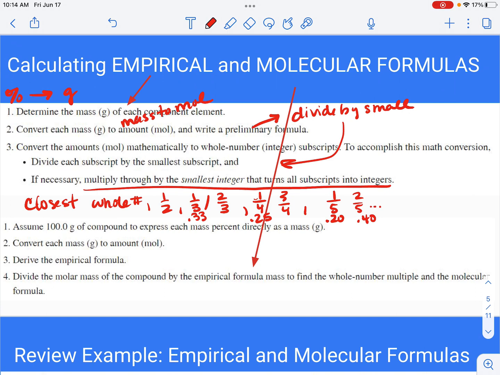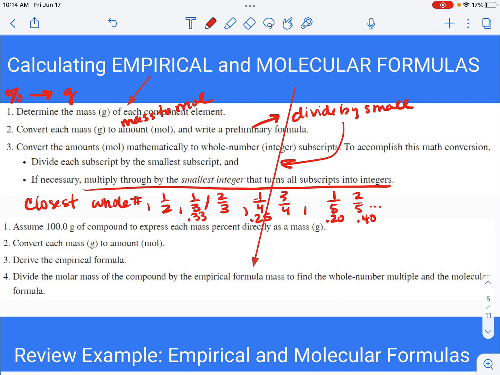So just a quick reminder, percent to mass: if you're given percents, then just change it to grams. Mass to moles: use the mass off the periodic table to convert the elements to moles. Divide by small to give you hopefully whole numbers. If you get a fraction, then multiply everybody by whatever that integer is, by the denominator basically.